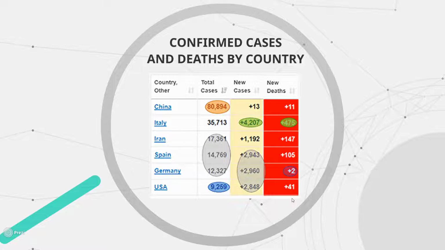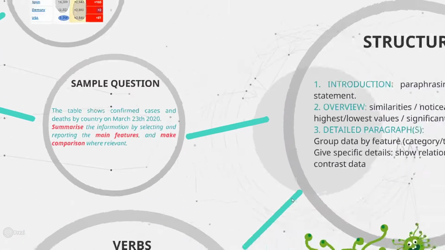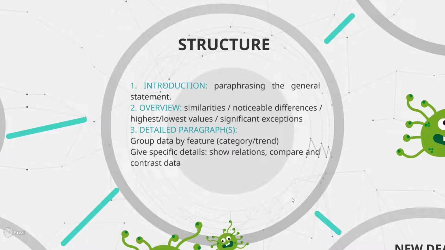So you have to show the listener the noticeable differences, the similarities, the highest value, for example, 8,894 total cases for China, but Italy registered the biggest number of new cases and new deaths. So those are the things you should include in the overview. But remember, do not include numbers or figures. Just write something in general about the similarities or noticeable differences.